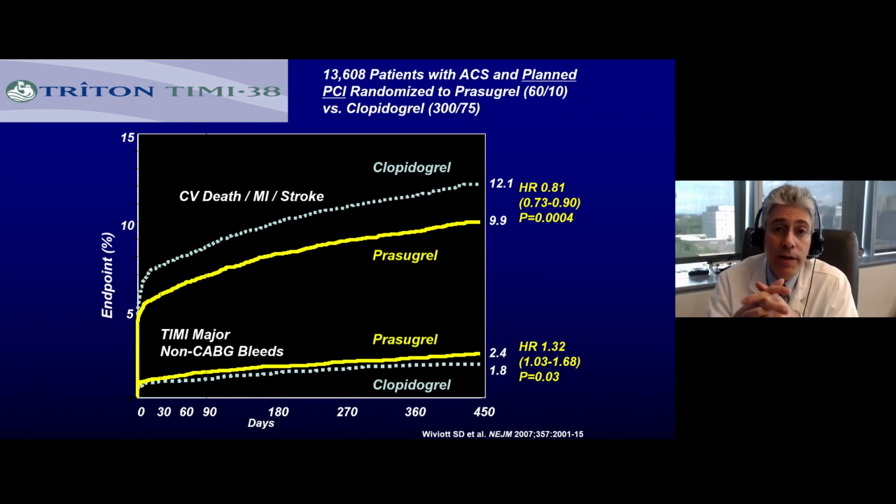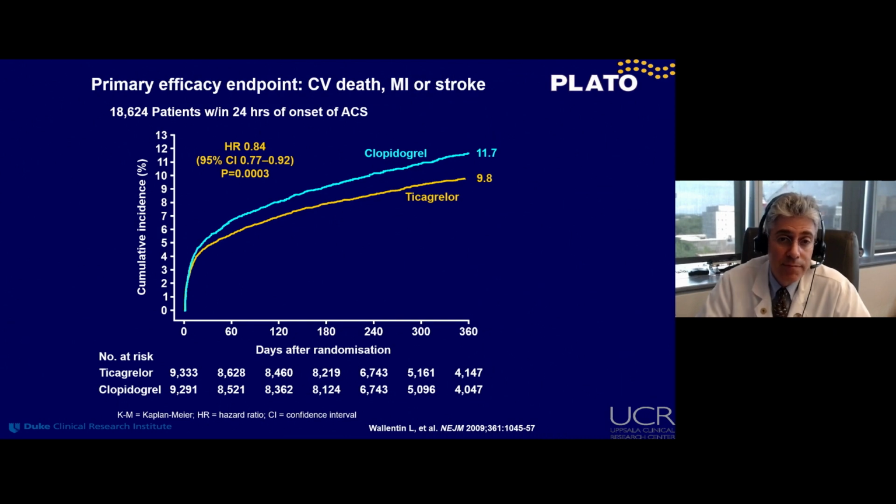So why do we give prasugrel or ticagrelor over clopidogrel? This was studied in TRITON-TIMI 38 that Steve Wiviott led. Compared to clopidogrel, prasugrel, the more potent P2Y12 inhibitor, in patients with planned PCI and obviously ACS, reduced the risk of CV death, MI, or stroke by 19%, with about a 2% absolute risk reduction and only about a 0.5% increase in bleeding. So more potent P2Y12 inhibition further reduces ischemic events.